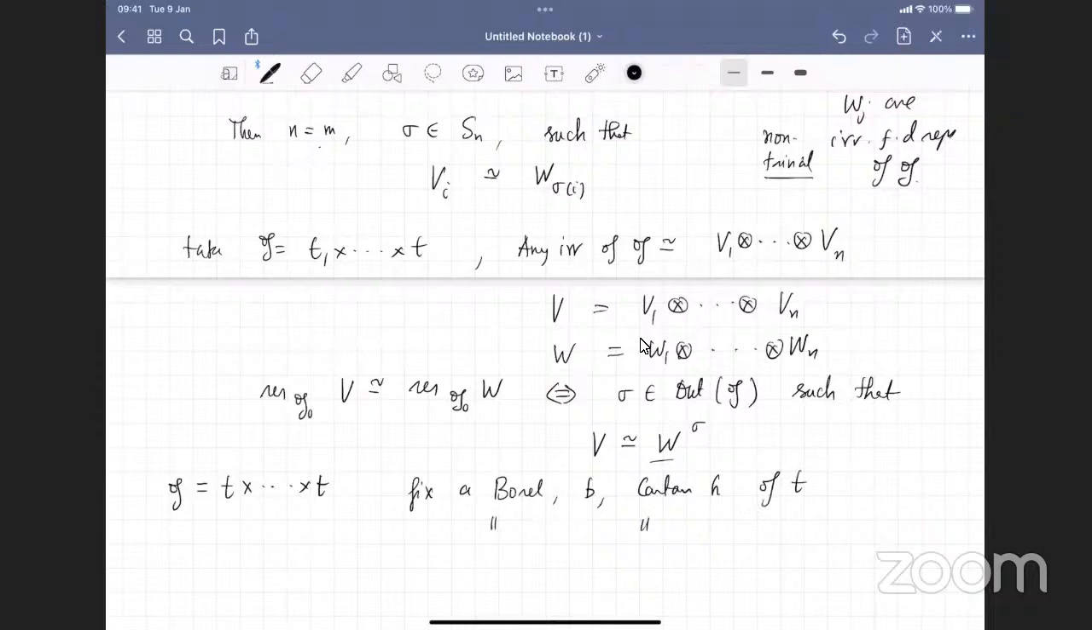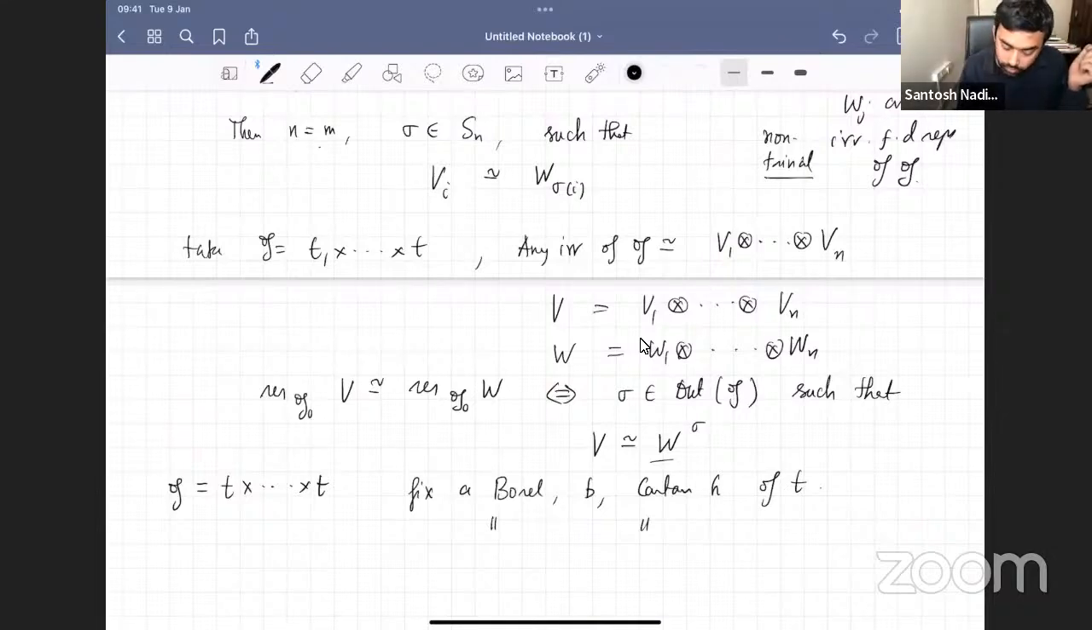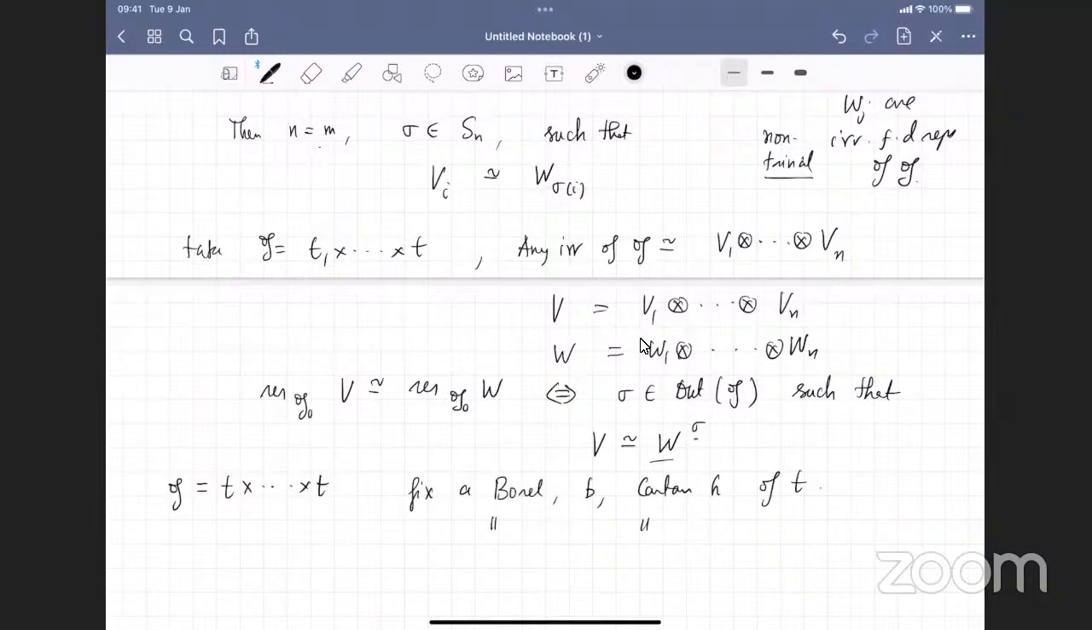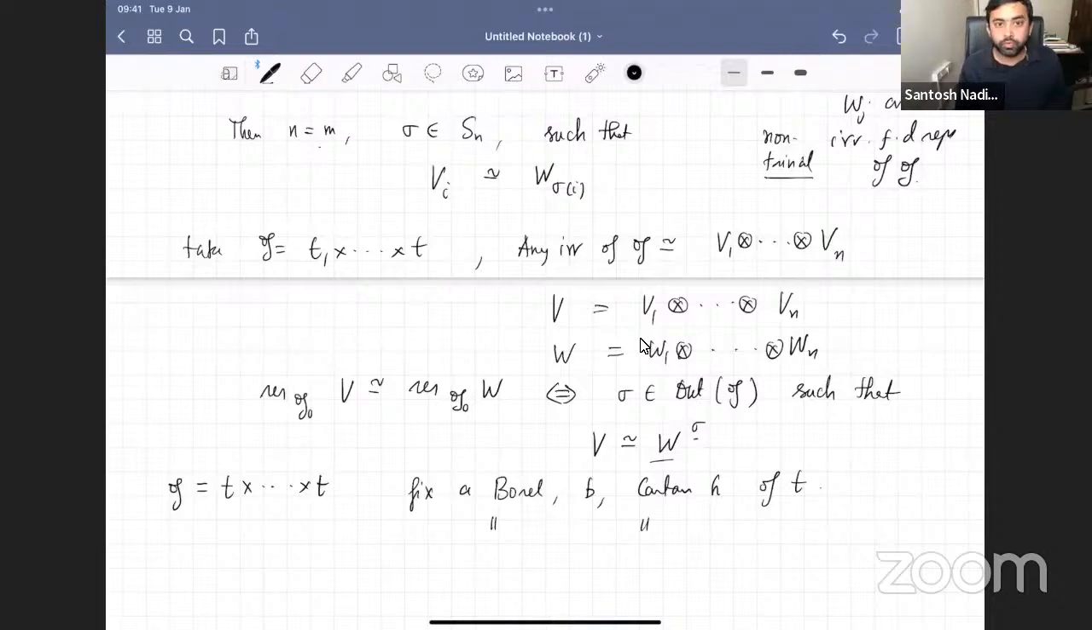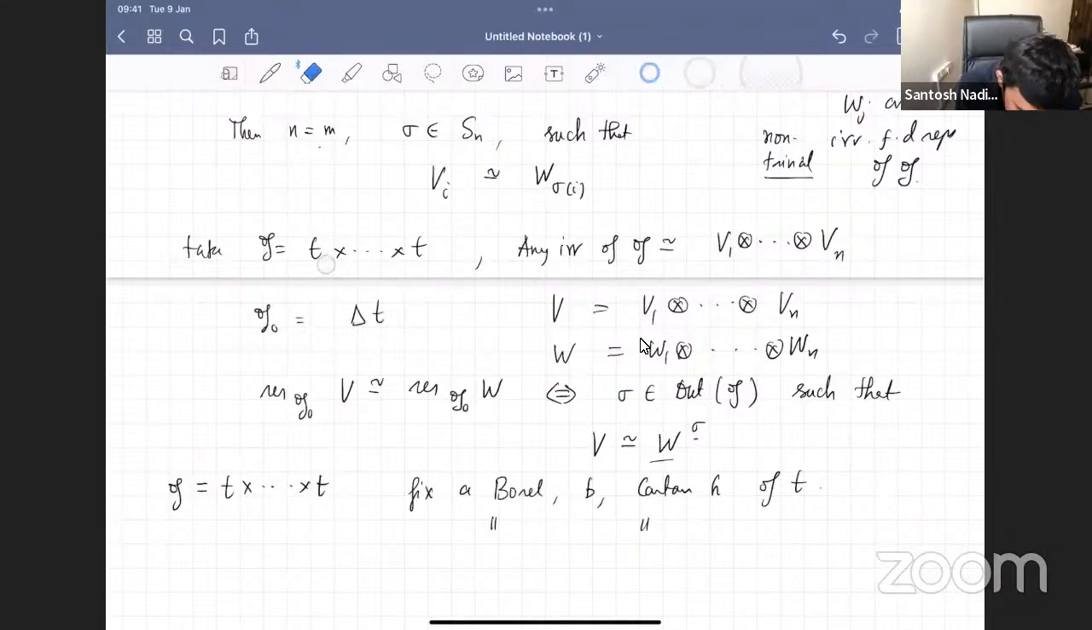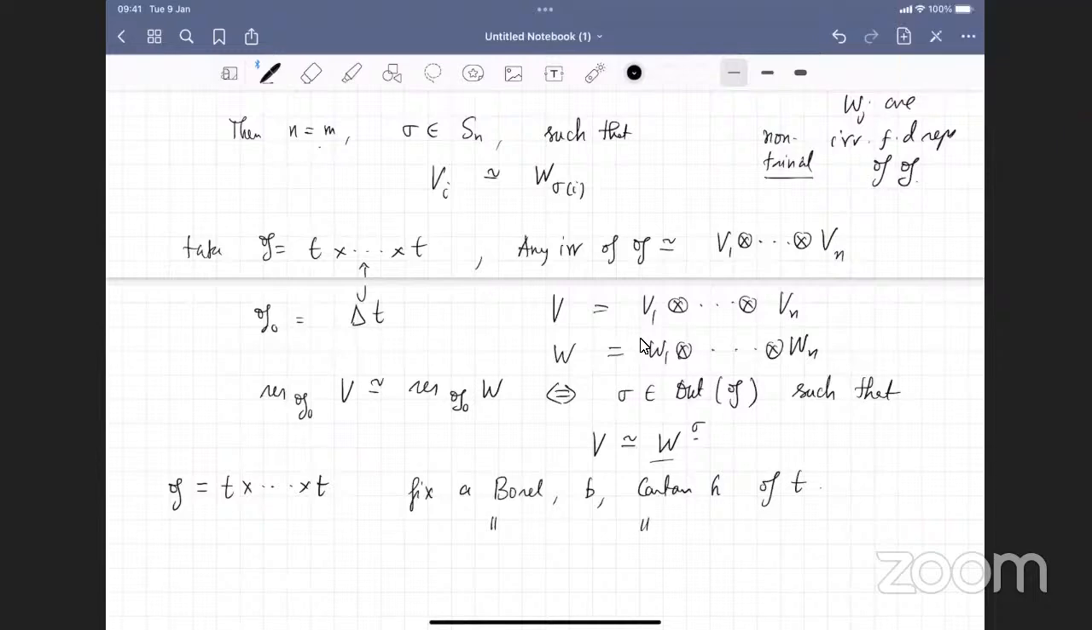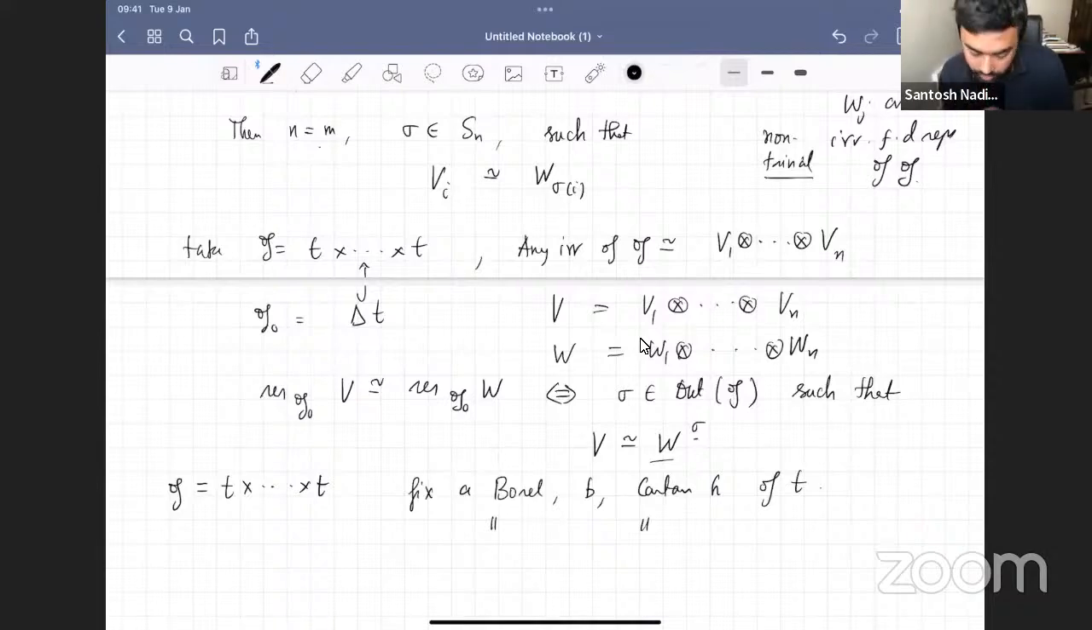Hi, why is the if part true? Which one? The if part, if and only if sigma belongs to the outer automorphism. Sigma fixes the diagonal, right? Sigma fixes the diagonal, no? We are trying, G0 is the diagonal embedding of T. Okay. So sigma. No, why is the restriction isomorphic for any other outer automorphism? Okay, I think the confusion is that there.